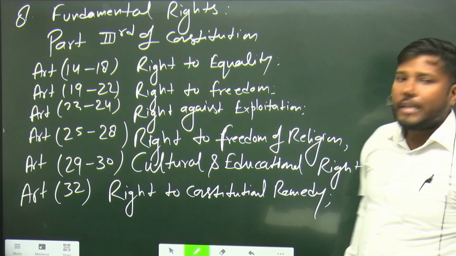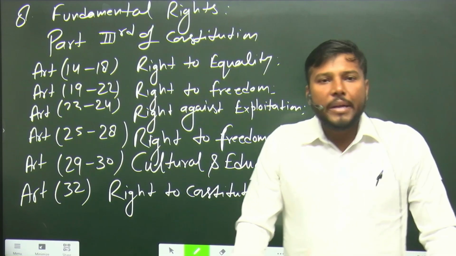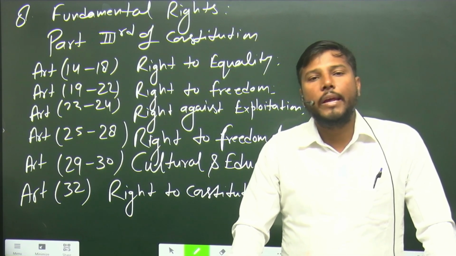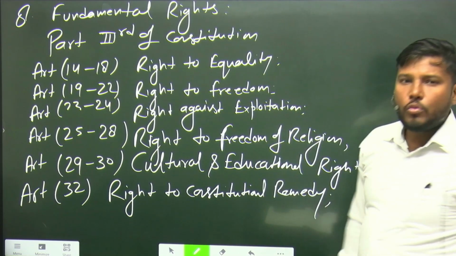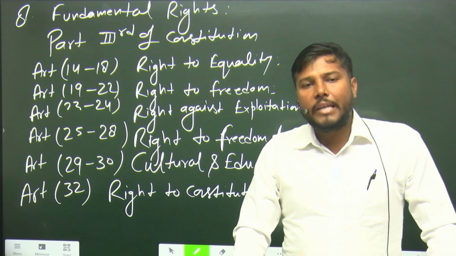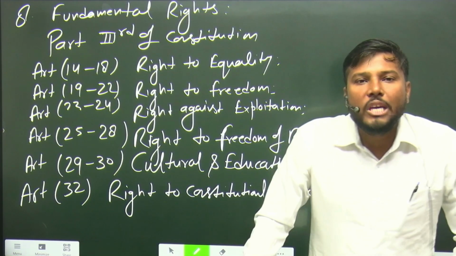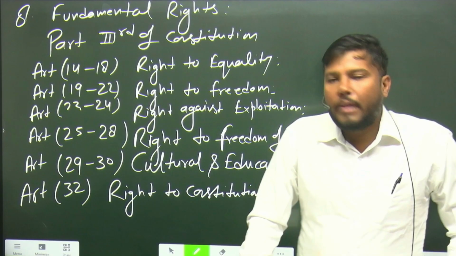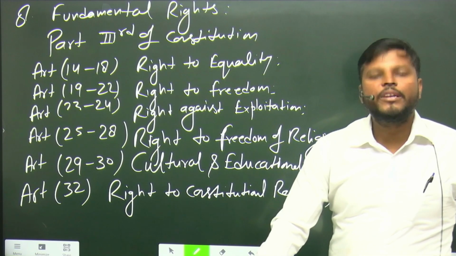Because these rights are very elementary, very primary, very fundamental in nature for the free and autonomous existence of the individual and communities, that's why these rights are called the fundamental rights. I have told you, under Part 3 of our constitution, we have got 6 sets of fundamental rights. Namely, article 14 to 18, right to equality. Right to equality, you understand? Samanata ka adhikar, right?